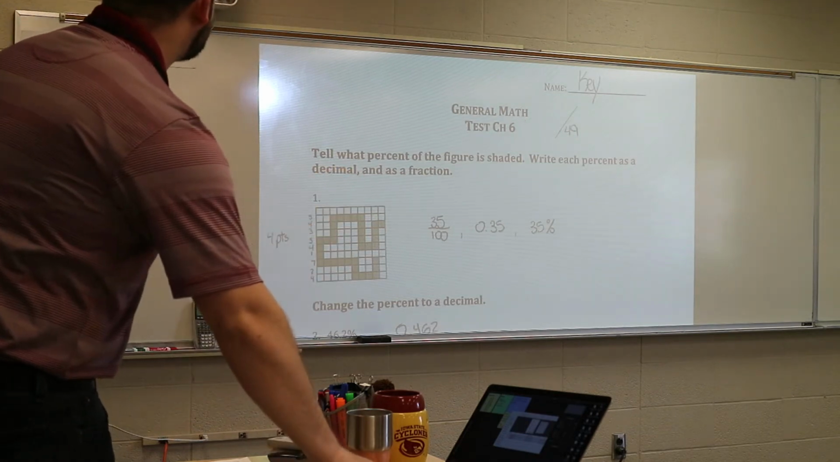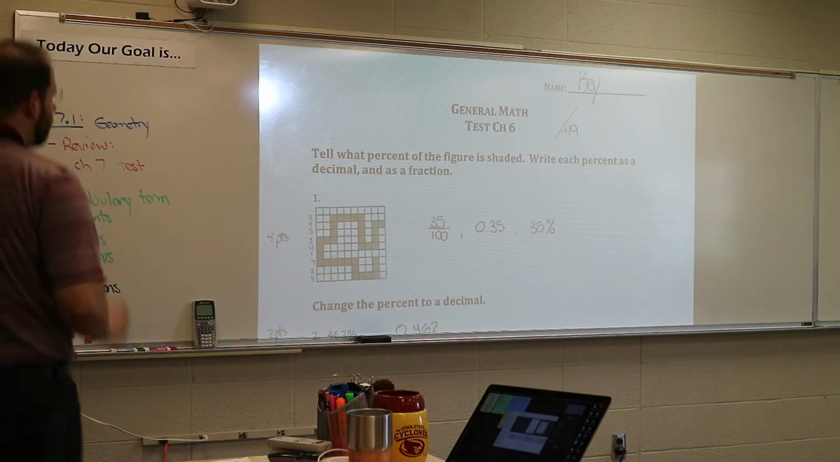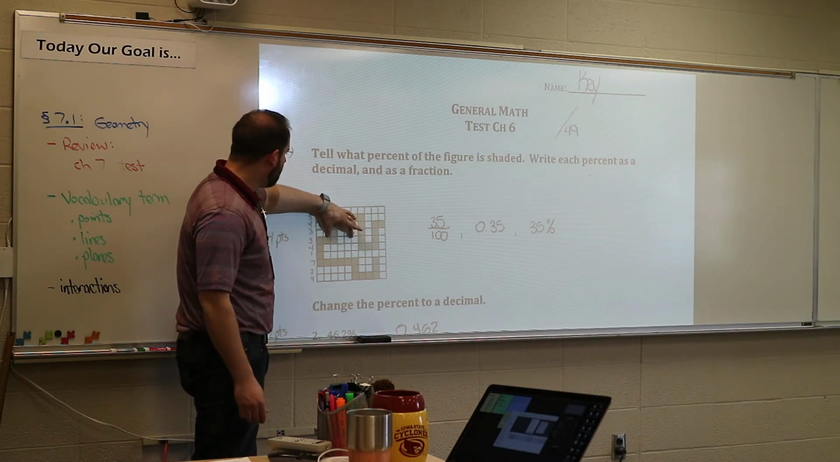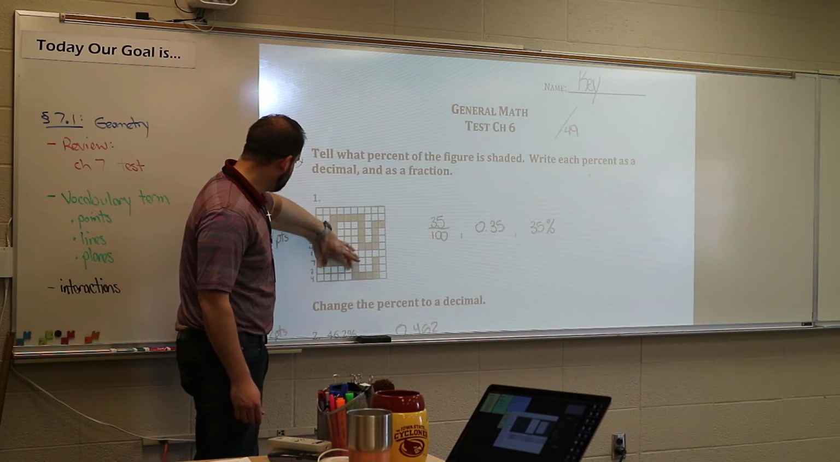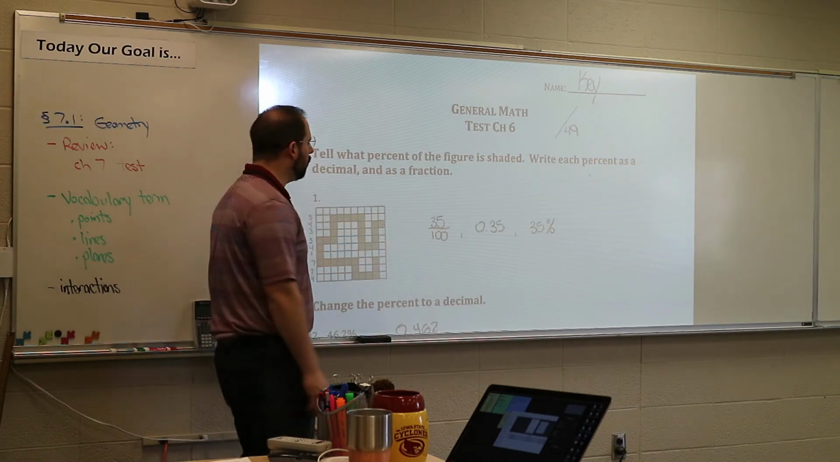Okay. Let's walk through this here. All right. Test. First one. You had to add up all the shaded parts. The first row had 5. This one had 4. That one had 3. This one had 5. This one had 4. 1. This one had 7. That one had 2 and 4. I added up all those. There was 35 of them total, over 100.